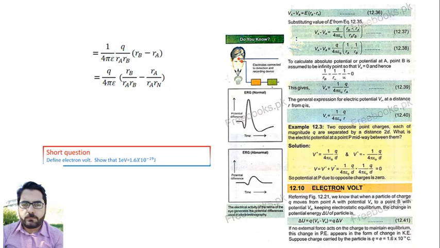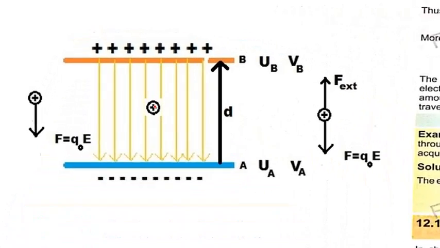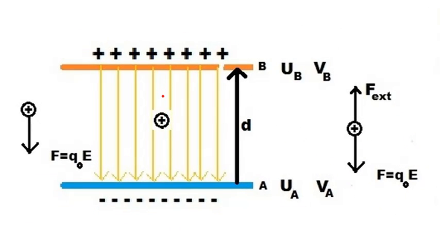To understand this definition, we focus on the figure as shown. Consider a charge placed in a uniform electric field. If this charge is released from this point, it will accelerate towards the negative plate due to electrostatic force. As it moves down, its velocity increases and hence its kinetic energy. And as a result, it loses its potential energy.